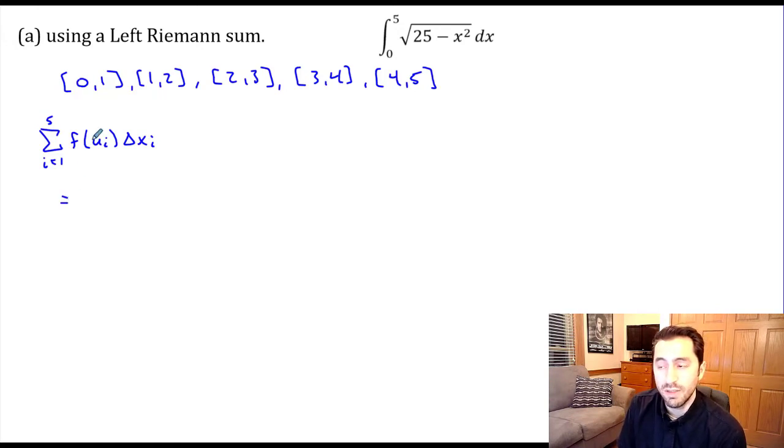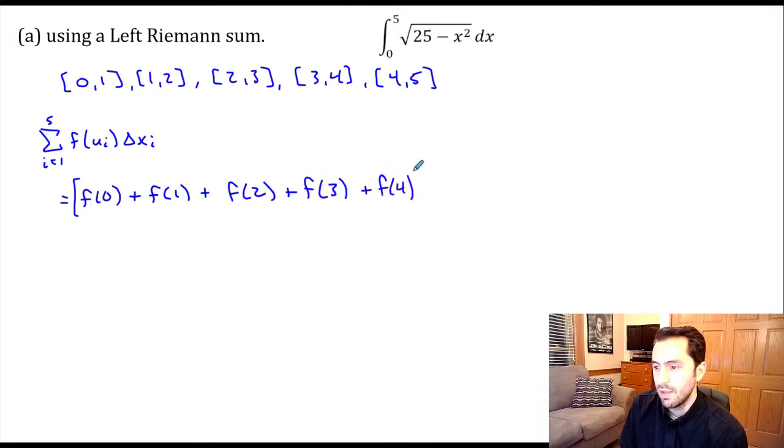We're using the left endpoints, so we're going to be doing f of 0. I'm going to put this in brackets because our delta x sub i is the same for all of these subintervals, so I'm just going to put that at the end. Basically, I'm factoring that out. So you have f of 0, f of 1, f of 2, f of 3, and finally f of 4, and all of these are being multiplied by the width of each subinterval, which in this case is just 1.